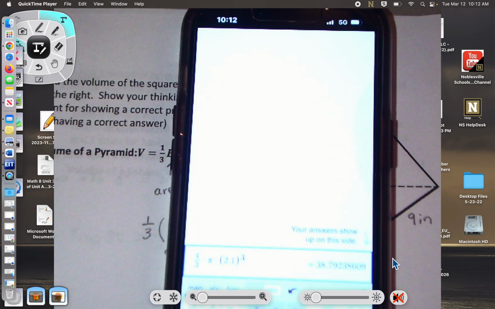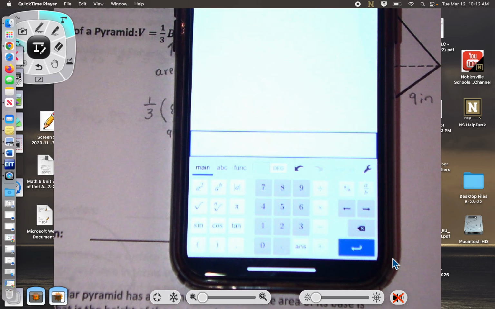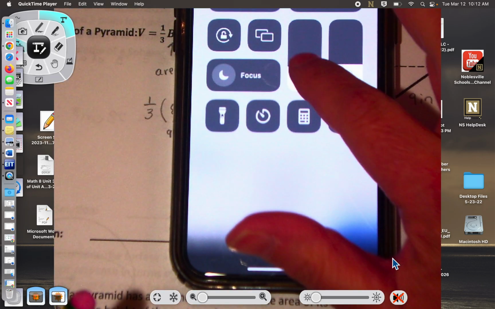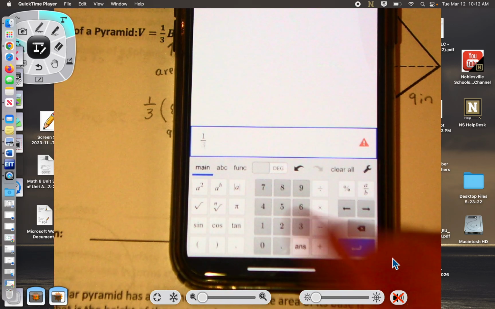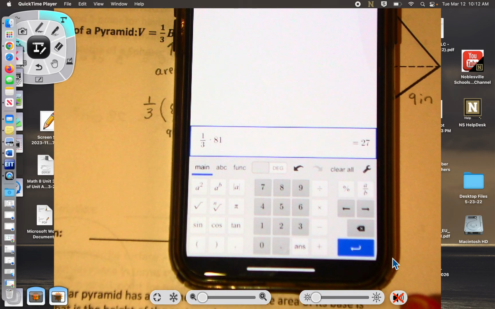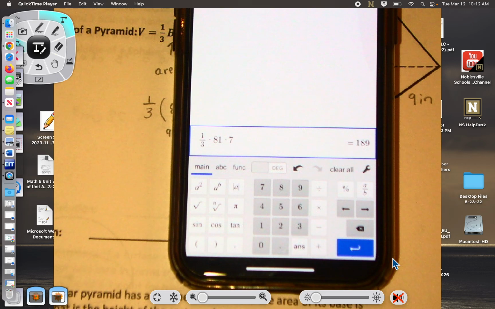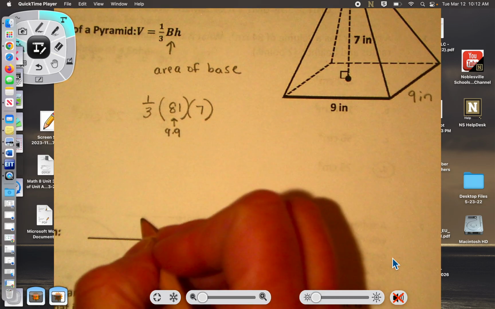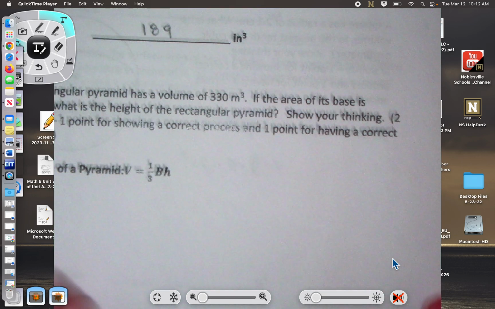So then on my calculator, I'm going to clear out my last problem. Maybe I need to make this even darker. Is that better? Oh, there we go. So I'm going to type in 1/3 times the 81, because that 9 times 9 is the area of the base, and then times the 7 height, and I get 189. So then I would put here 189 inches cubed. There was no rounding, and it did not say anything about leaving your answer any other way, so there was no rounding there.